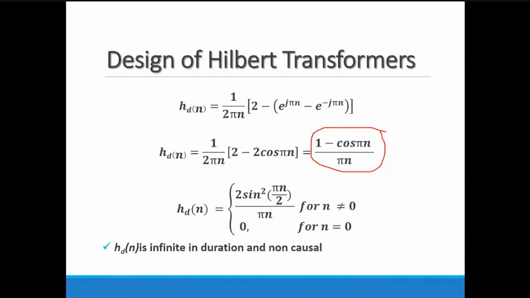If you want to simplify it further using trigonometry, you get the answer 2 sine square πn by 2 divided by πn for n not equal to 0, and 0 where n is equal to 0. You can use either of these equations because both are the same. In the second, we have utilized the trigonometric identity and simplified it in the form 2 sine square πn by 2 by πn, or you can use 1 minus cos πn by πn. So hd[n] is infinite in duration and non-causal.